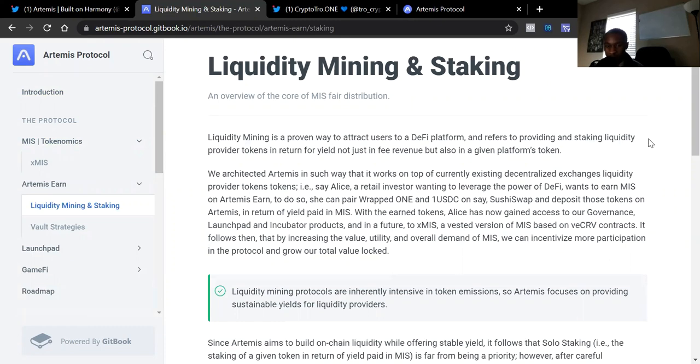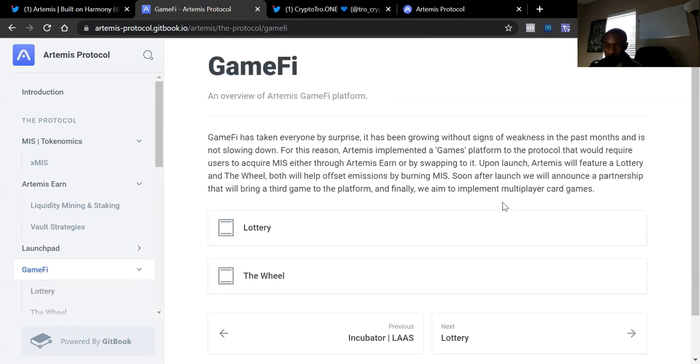So right now, this is pretty much the Artemis Earn. I'm going to go into it on the platform, but I just wanted to click on it, and then let's skip all the way down. So that's the Artemis Earn. But something that also caught my eye was the GameFi section. GameFi has taken everyone by surprise. It has been growing without signs of weakness in the past and is not slowing down. For this reason, Artemis implemented a games platform to the protocol that will require users to acquire MIS through Artemis Earn or by swapping it.